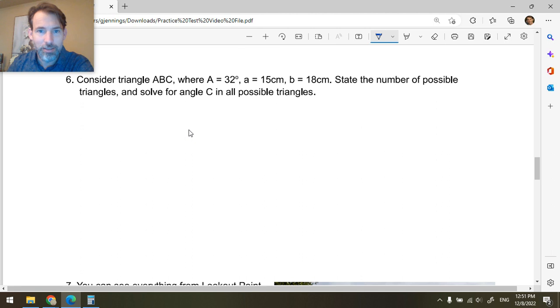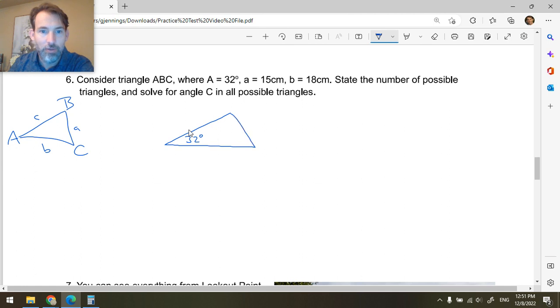Okay, so let's label it. Don't forget that we draw triangles this way: big A, big B, big C, with little a over here, little b over there, and little c over there. So keep that in mind. Okay, angle A here, 32 degrees. That looks pretty good. Okay, side A might be like that, 15, and side B might be 18. Okay, and so label them A, B, C, and we want to solve for this angle C. All right, let's do it.